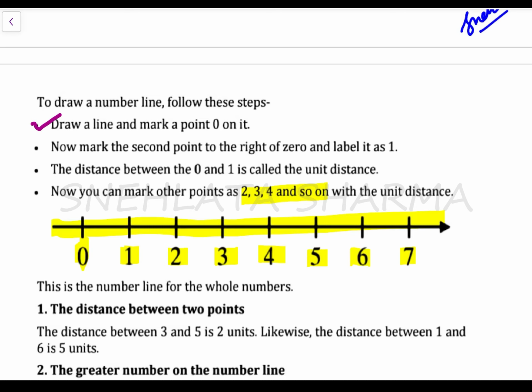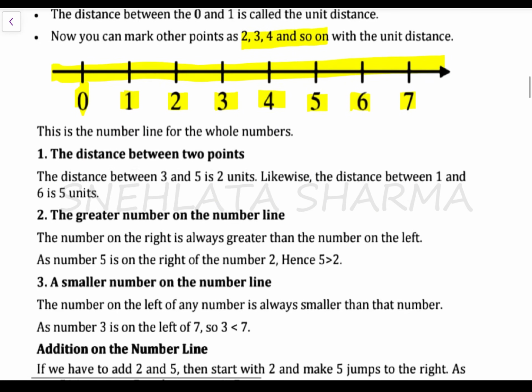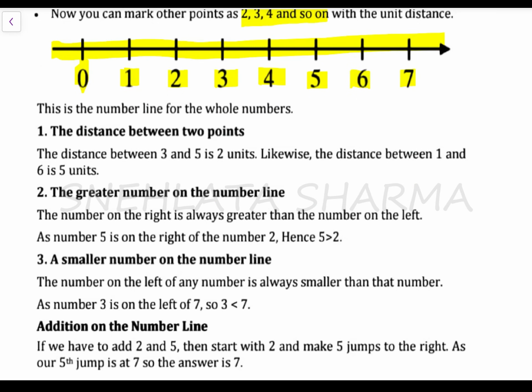Now, the distance between 2 points. The distance between 2 points, that is 3 and 5, it is 2 units. You can see in the figure, this is 3. From here to here, this is 1 unit. And from 4 to 5, this is 2 units. So, distance between 3 and 5 is 2 units.